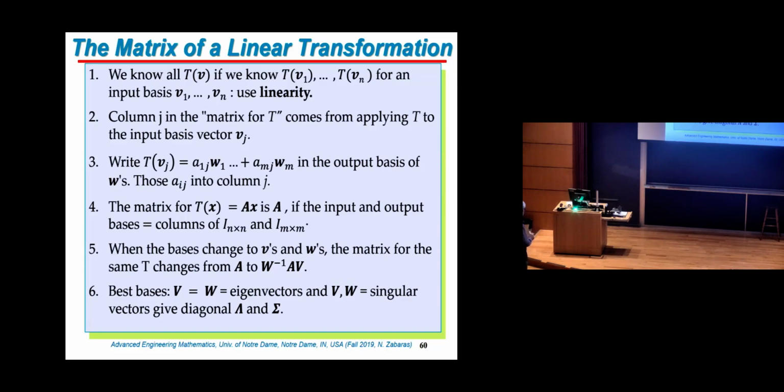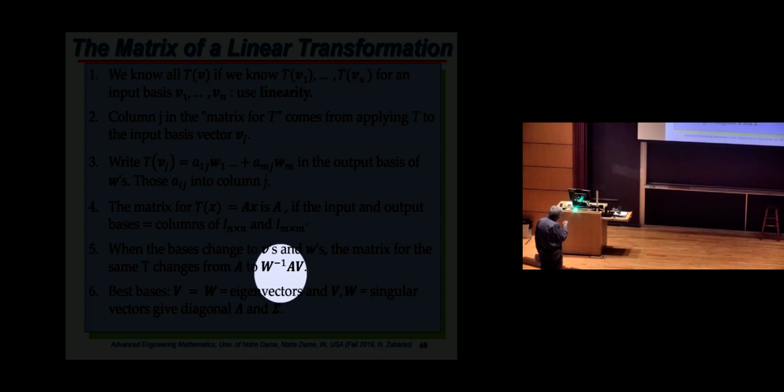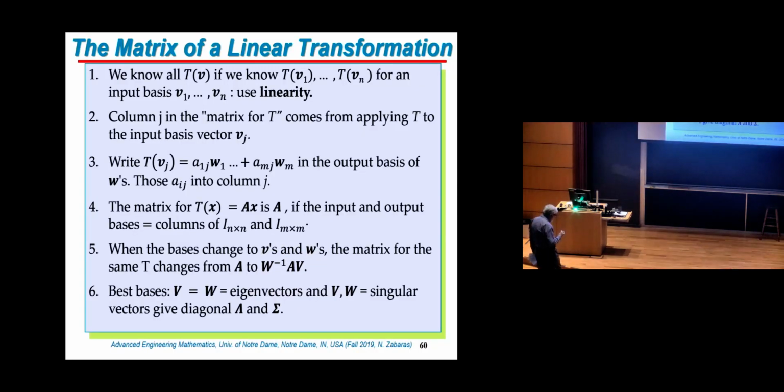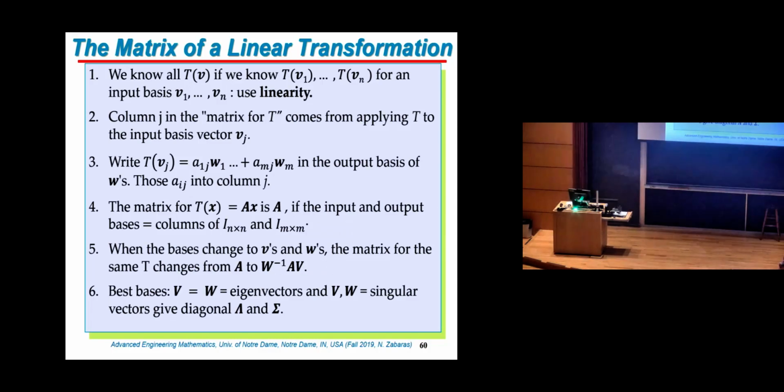Here is the tricky part. If you choose an arbitrary basis for the input vectors, the v's, and the w's for the output, defined by these matrices V and W. So V and W are the matrices that have in their columns the basis vectors v's and the basis vectors w's. Then the matrix A changes to W inverse times A times V. This is not trivial.